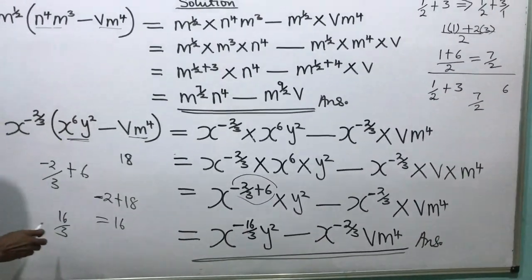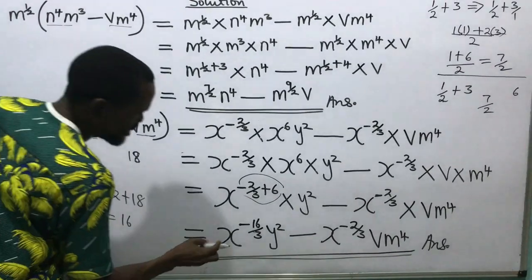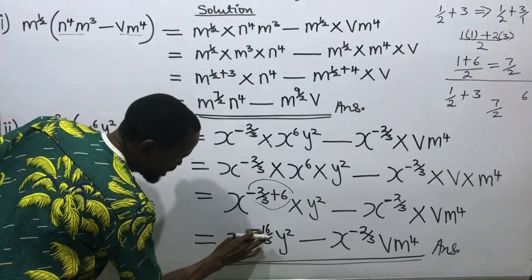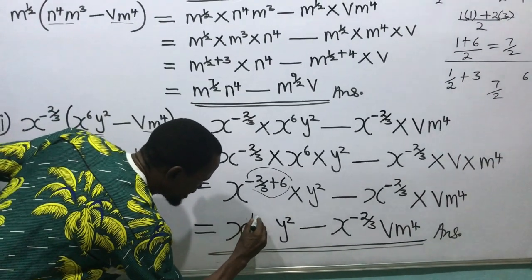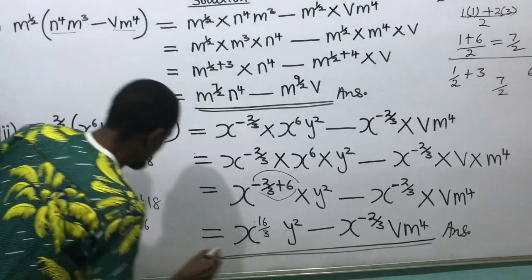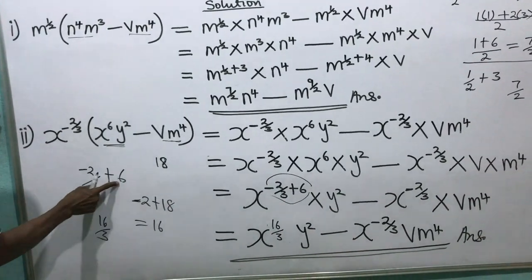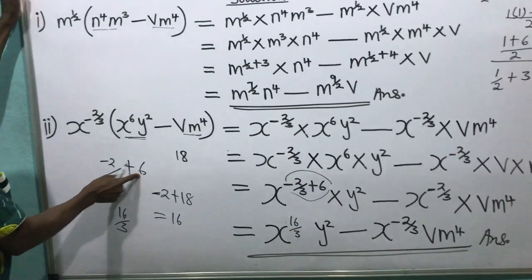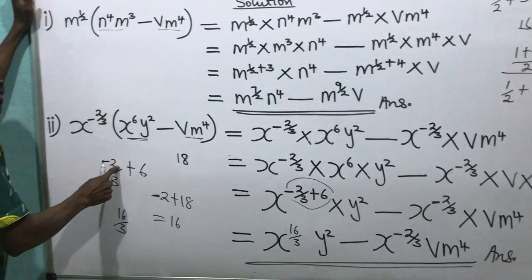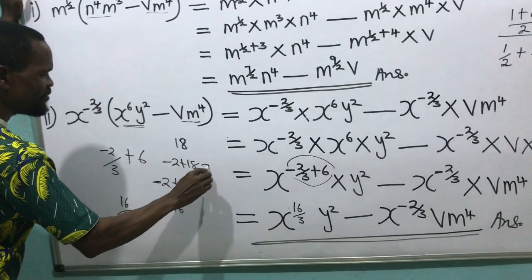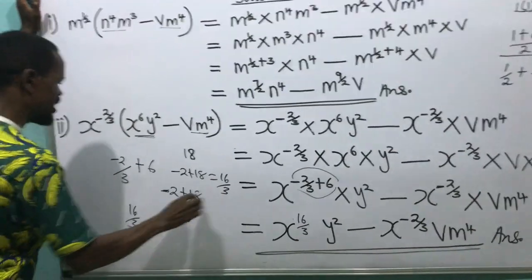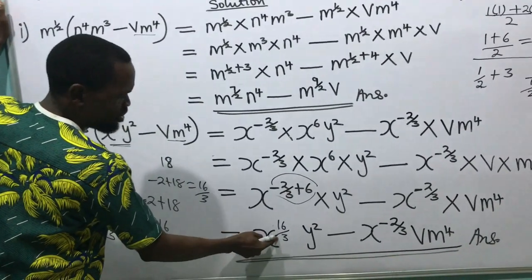Minus what? 16. That will give me not minus, that will give me 16 all over 3. Looking at here, you give me 16 all over 3, because we said this times this will give me 18. 18 plus 1 minus 2, minus 2 plus 18 will give me 16 all over 3. So what I have here was 16 all over 3.